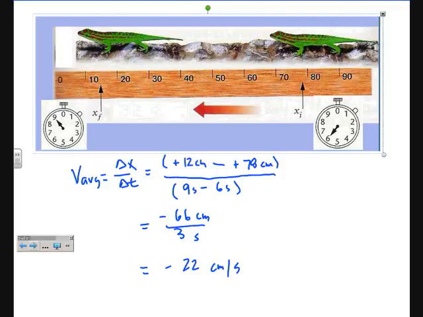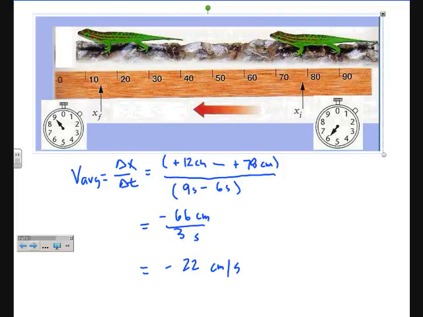That's what the math is telling us. But remember that the negative sign tells us something. Velocity is a vector quantity. It has magnitude, it has direction. The negative sign is telling us that that object is moving in one direction versus the other direction, which would be the positive velocity from the previous example.